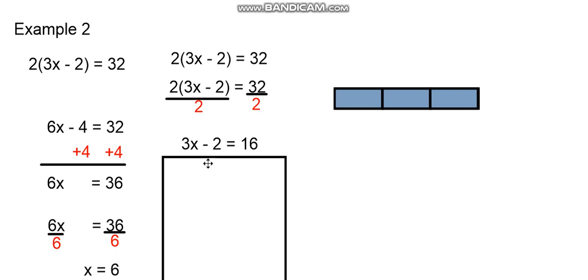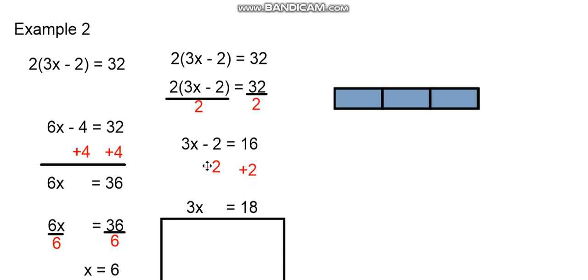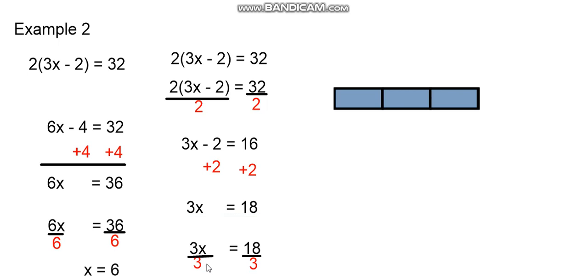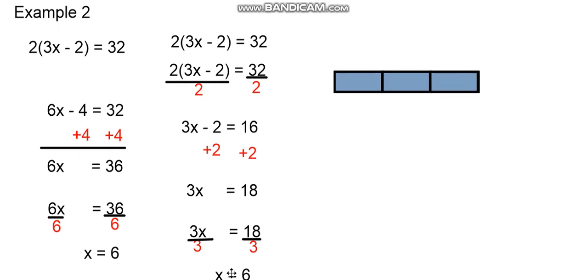And then as we did before, I want to get rid of this minus 2, so I'm going to add 2 to both sides. So add 2 cancels that out. 16 add 2 is 18, so we're left with 3x on this side equals 18. We're going to divide both sides by 3 this time. So 3x divided by 3 will give me x. 18 divided by 3 gives me x equals 6. So again, exactly the same answer.